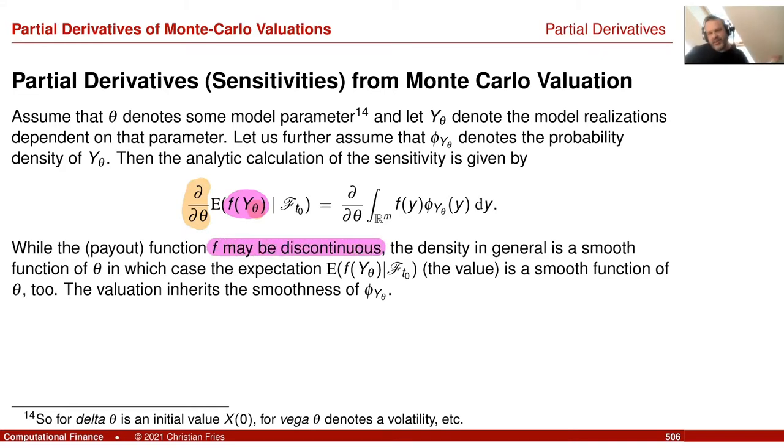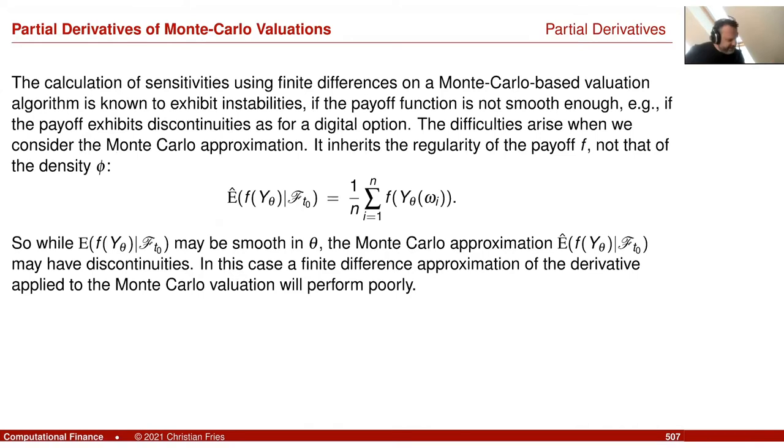Well, that is not a big problem if the density of your random variable y has a smooth dependency on theta, because then you are actually just differentiating this density. So the issue is that this expectation operator is approximated using a Monte Carlo method. So the E there is actually replaced by a Monte Carlo method.